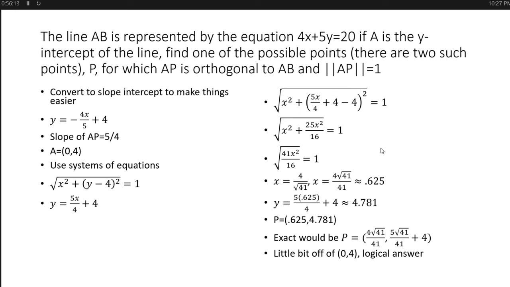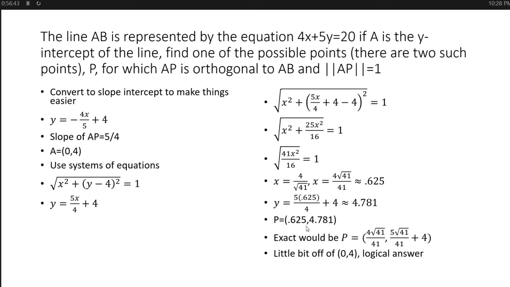I don't think I need to go over this. We've done it enough today. We just get this number right here. This is the exact number, root 41 over 41, rationalizing the 41. It's approximately 0.625. So that's about where we predicted it would be. The x would just be a little bit to the right, and the y is a little bit more than 4, closer to 5.